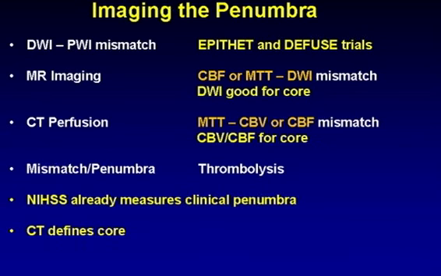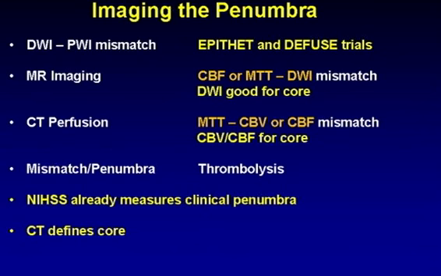If you're using MR imaging, it's essentially the mismatch between the diffusion weighted image and a CBF or mean transit time map. The diffusion weighted image is felt to be the core of the infarct. So any mismatch between the perfusion, either CBF or mean transit time, and the diffusion abnormality is felt to be tissue at risk. This was the early definition of the penumbra.